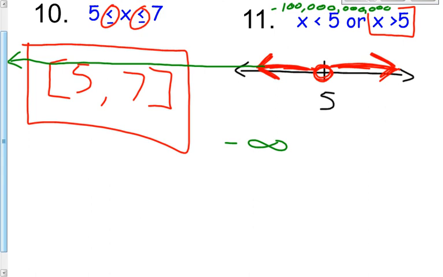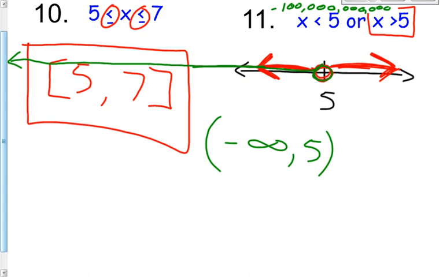Now class, just like I said, a parenthesis always follows infinity. A parenthesis always comes before a negative infinity. You're never going to see a bracket with infinity. It's always going to be a parenthesis. Same thing with negative infinity. So you start at negative infinity, and how far do you go to the right? You're going to stop right at 5 because it doesn't equal 5. So it goes up until 5. And then you're going to have a parenthesis there because it doesn't equal 5.